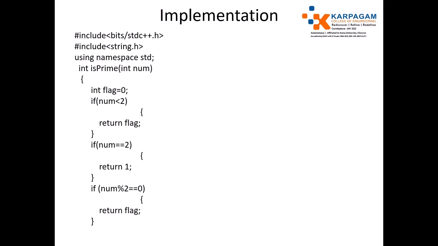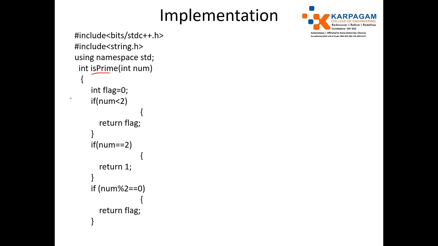For this, just include the header file and define a function isPrime which accepts an integer and returns an integer. If the number is less than 2, just return flag, which is initially 0, meaning it's not a prime number. If the number is equal to 2, return that it is a prime number. If the number remainder 2 equals 0, it is an even number, so it's not a prime number. Just return flag, which is 0.